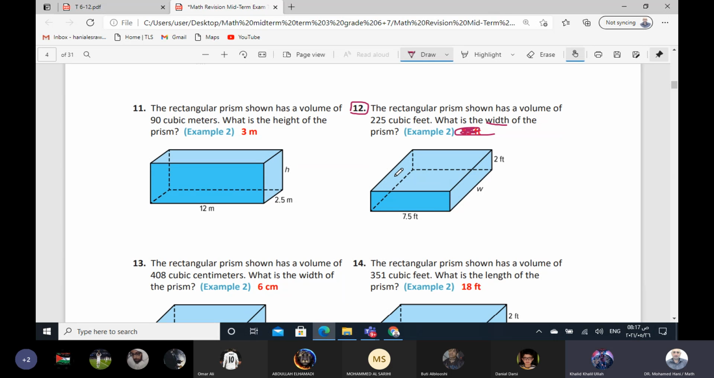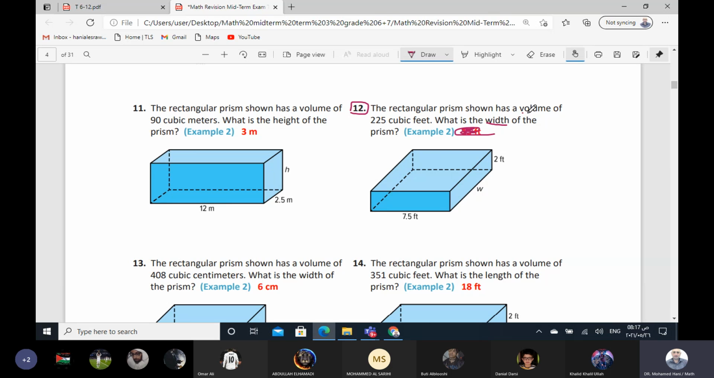My answer is 15 feet. 15 feet, okay, thank you, Khalid. Who has a different answer? Thank you, Daniel. Who has a different answer? W equals 15 feet. Thank you. Who has a different answer? Thank you, Omar. Okay, listen to me, please.